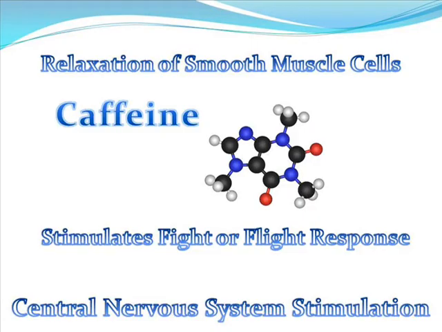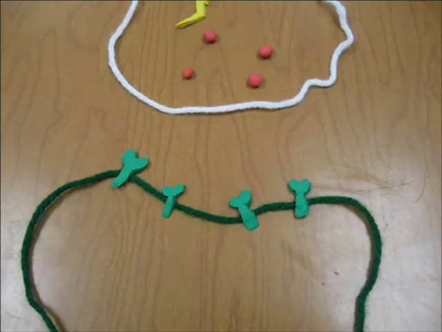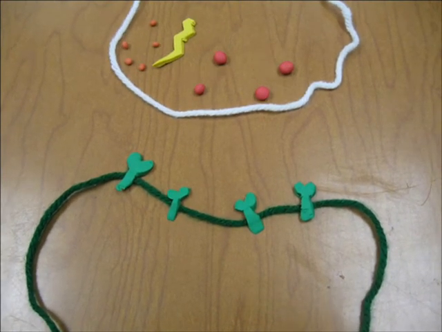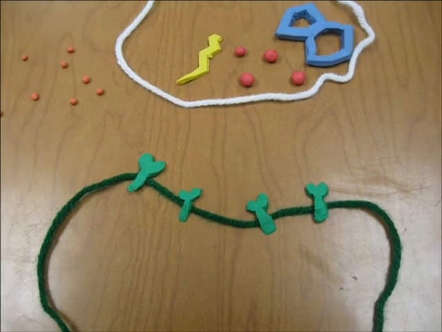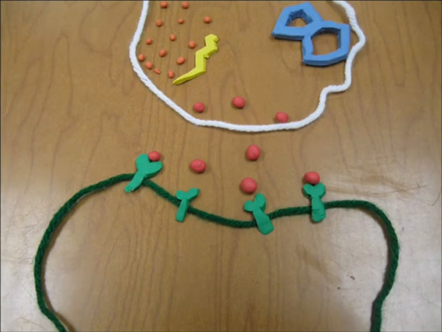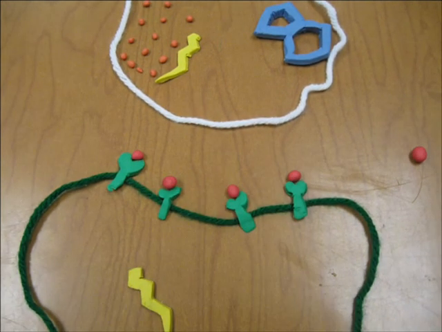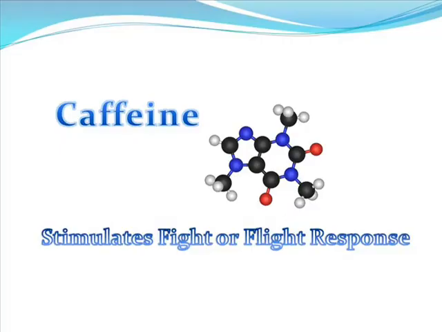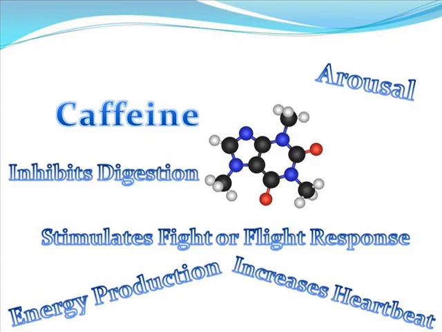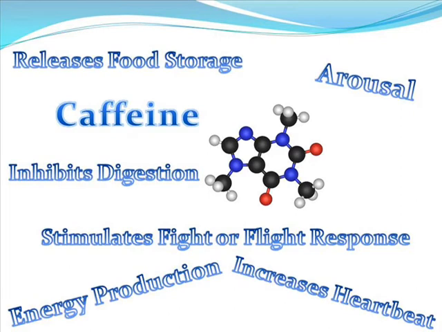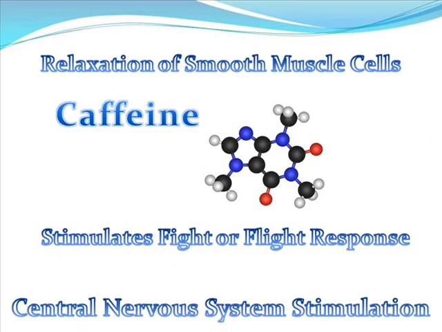The final effect of caffeine involves the fight or flight response. In the sympathetic nervous system, the fight or flight response, caffeine stimulates sympathetic neurons by increasing cellular calcium concentration. This rise in cellular calcium concentration stimulates the fight or flight response. This, in turn, increases arousal and energy production, increases heartbeat, inhibits digestion, signals the liver to convert glycogen, or food storage, to glucose, and signals for the release of epinephrine, also known as adrenaline. Overall, these 3 things add up to form the well-known effects of caffeine.